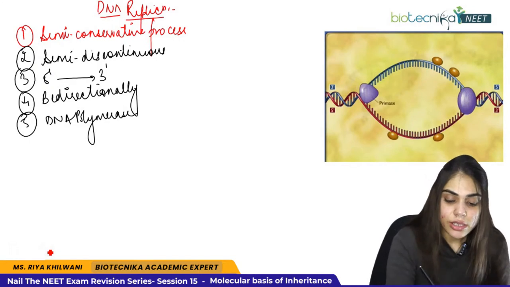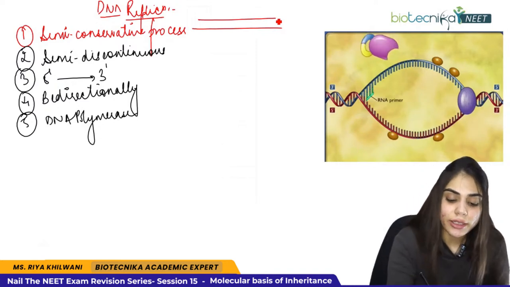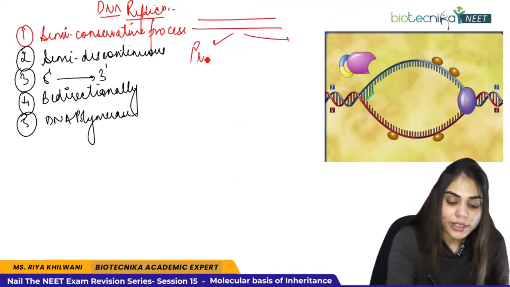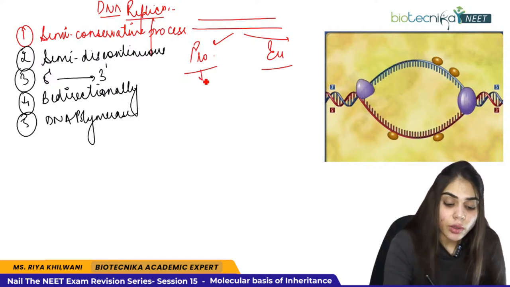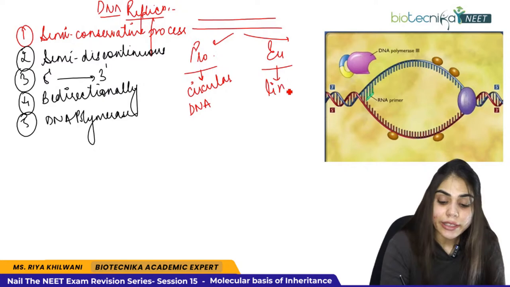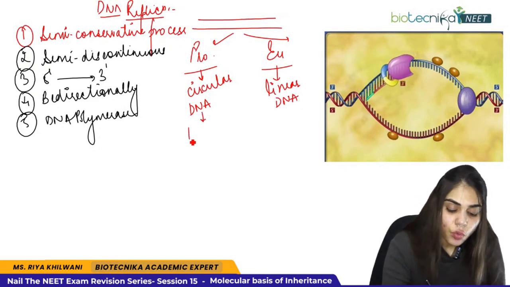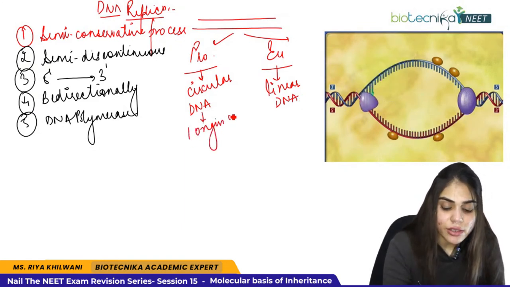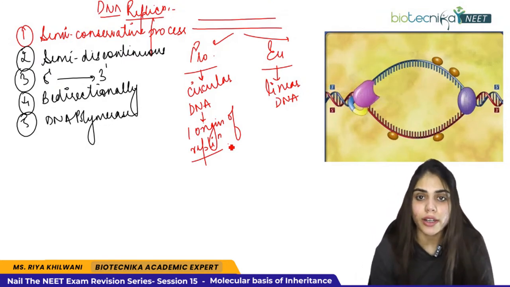Now let's consider, suppose this is DNA. We all know that there are two kinds of organisms. One is prokaryote and the other is eukaryote. Prokaryotes have circular DNA, and eukaryotes have linear DNA. The DNA is arranged linearly. And here they have one origin of replication. Now, what is this origin of replication? The name itself signifies the origin or the starting point from where the replication would begin. This is what is called the origin of replication.